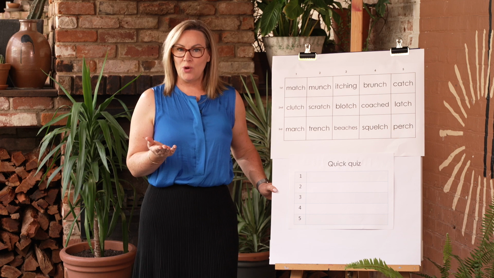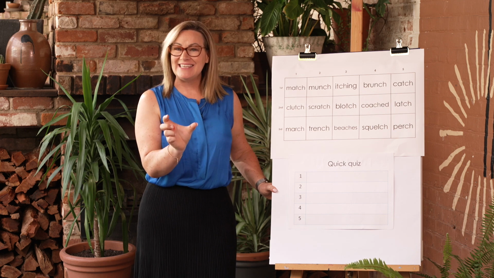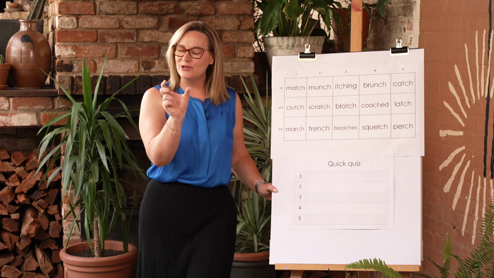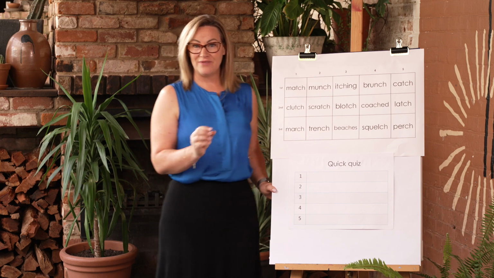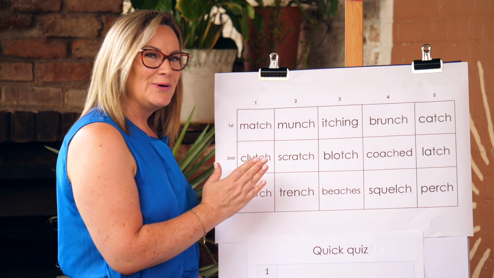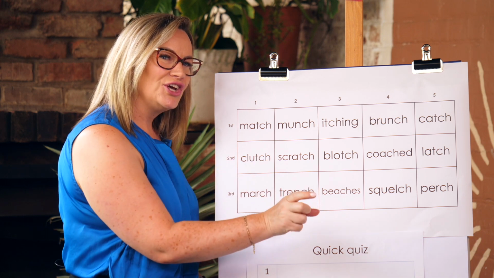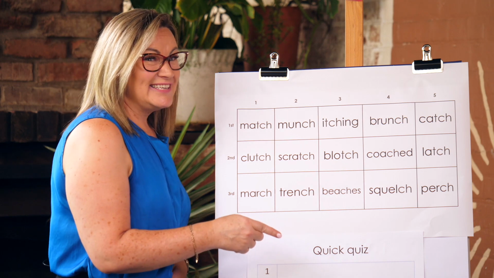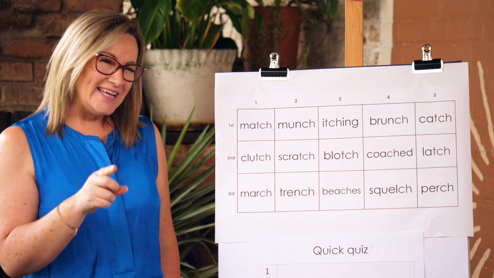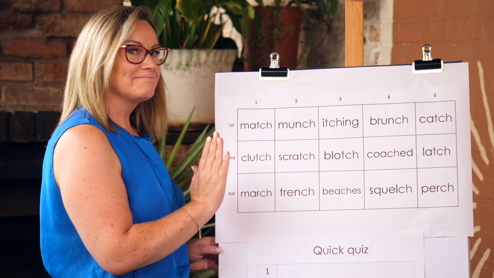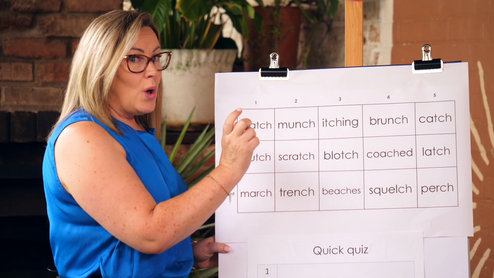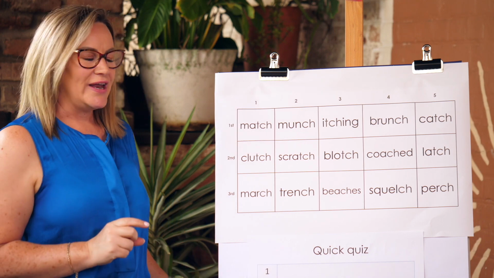Are you noticing where we use the TCH grapheme for ch? And are you noticing where we use that CH grapheme for ch? Can you bring that rule to your mind? Where do we use TCH? At the end of a one-syllable word after a short vowel. Where do we use that CH spelling? That's right, we need to look for that long vowel or a consonant right before that ch phoneme.